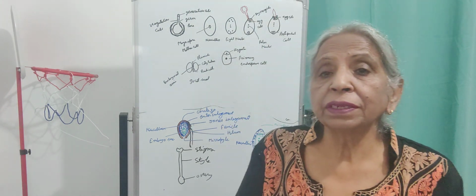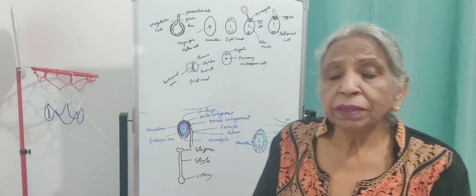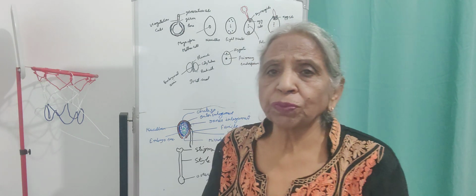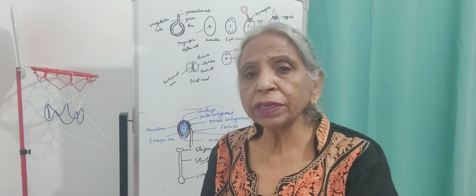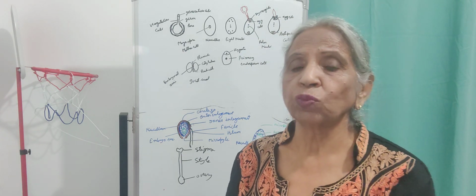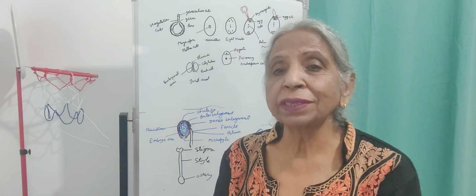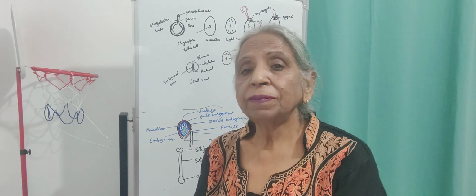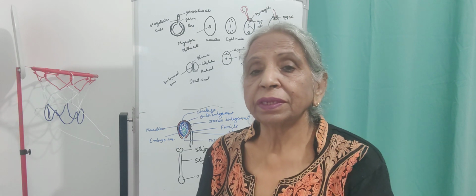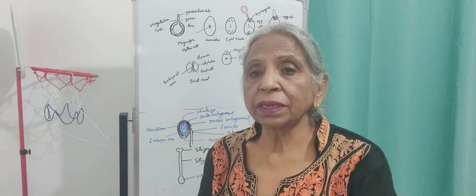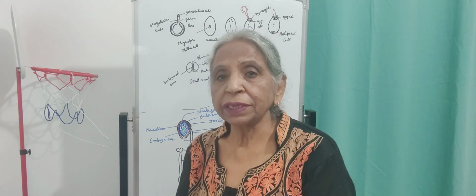Then how does cross-pollination occur? For cross-pollination, agents are required. The agents may be abiotic or biotic. Abiotic means non-living agents, that is water and wind. Biotic means living agents: insects, bats, birds. These are the pollinating agents.